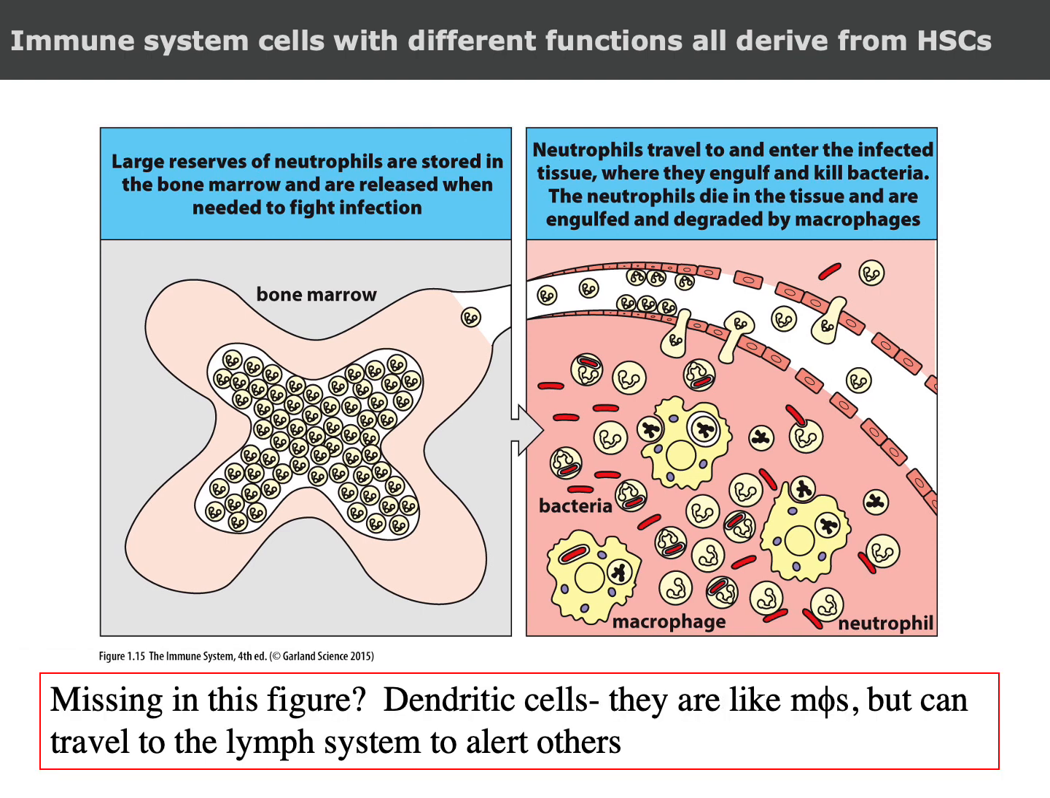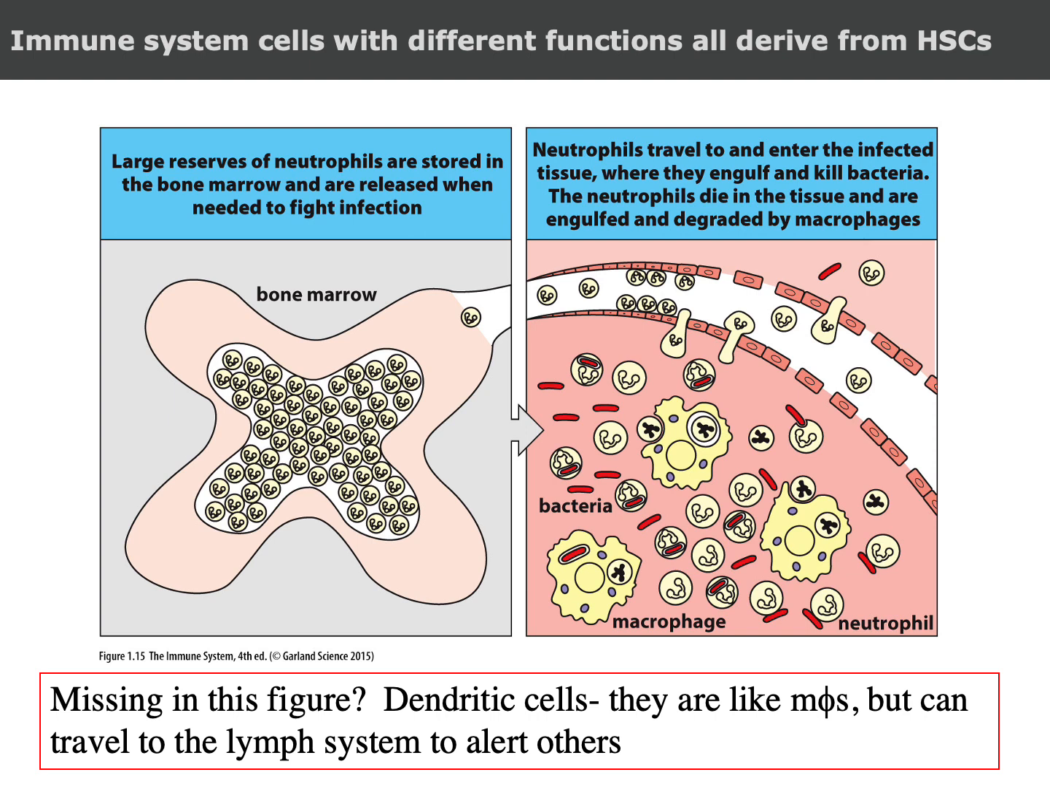Now, one thing that's missing in this figure are dendritic cells. Dendritic cells, as we mentioned a couple slides back, are really important for activating the adaptive immune response. They're like macrophages. Your book differentiates them, saying they're like macrophages, but they can travel to the lymph system to alert others. I would also argue that macrophages can do that. I think there's some evidence that macrophages can also travel to the lymph system to activate B and T cells. For the purpose of this class and really understanding the immunological system, we'll think about dendritic cells and macrophages as pretty equivalent.